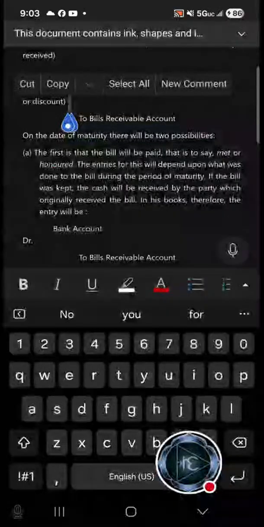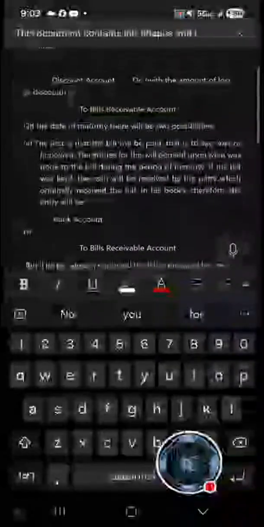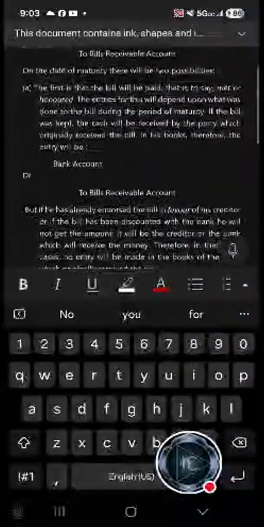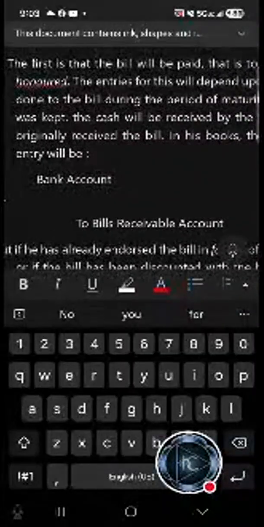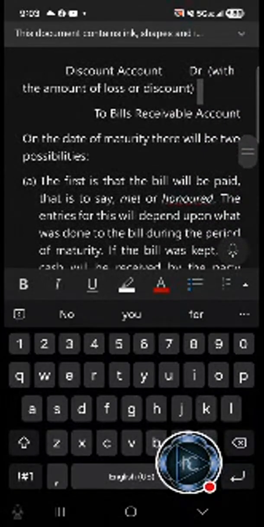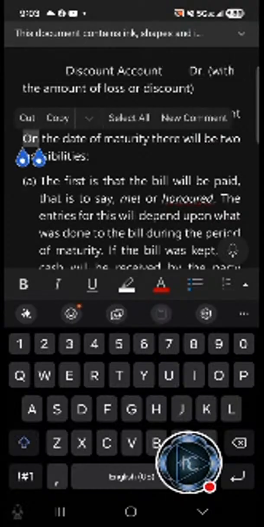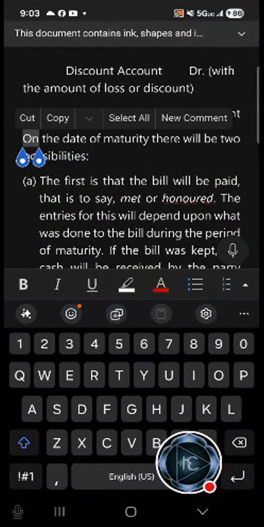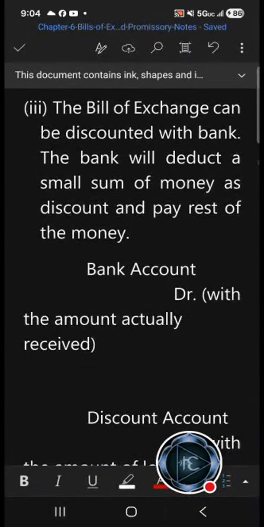On the date of maturity, there will be two possibilities. The first is that the bill will be paid, that is to say, met or honored. Let's get the reader to read this for us, and then we can discuss it.